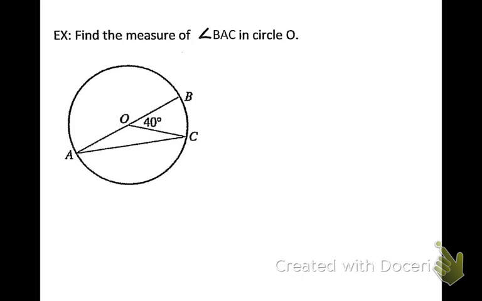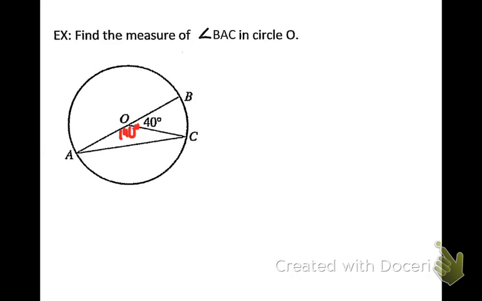Okay, so we would get, that's going to make this 140, right? Then how do we know BAC? How can we find BAC? Okay, anybody know how we would find BAC? We've got that one angle is 140. What can we do next? Yeah, go ahead, Mia.